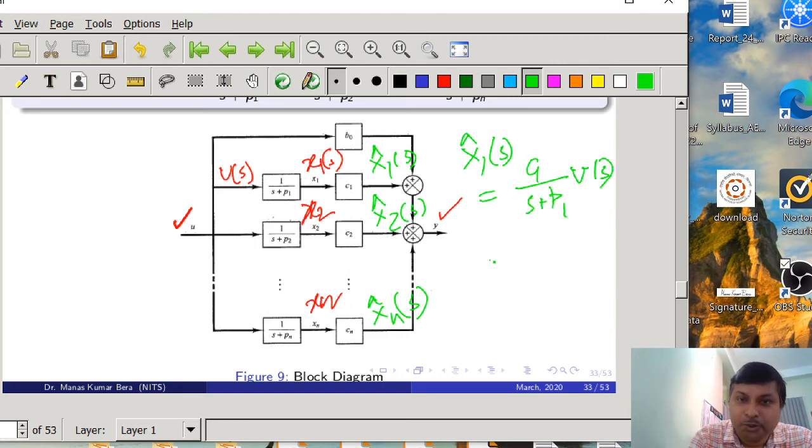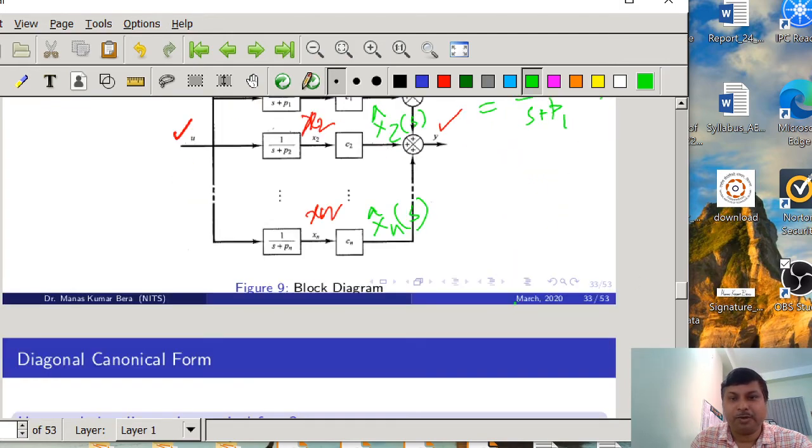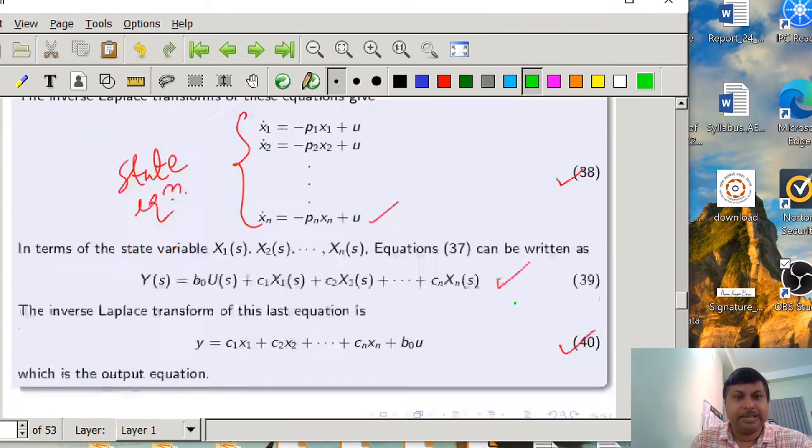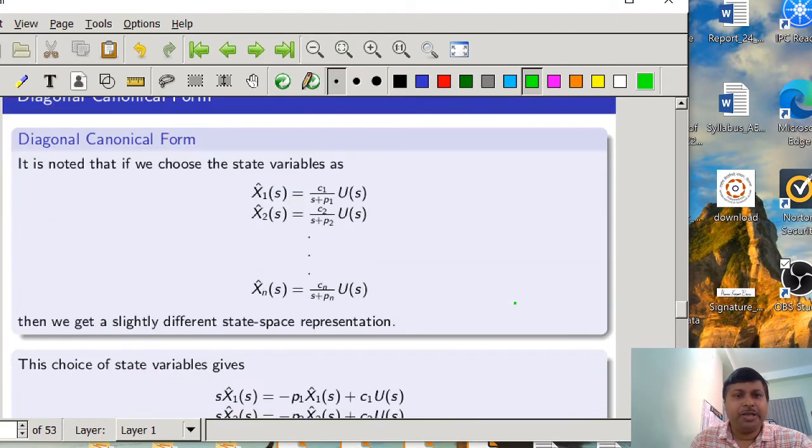So if we assume the state variables like this, then we will get a diagonal canonical form in a slightly different way. In that case you will find that the structure of the A matrix is not going to change, only the B and C matrices are going to change. So let us discuss that variant also. Here you see we have assumed that the state variables are x1 hat of s equal to c1 by s plus p1 into u of s, and like that xn hat is equal to cn by s plus pn into u of s. Fine.